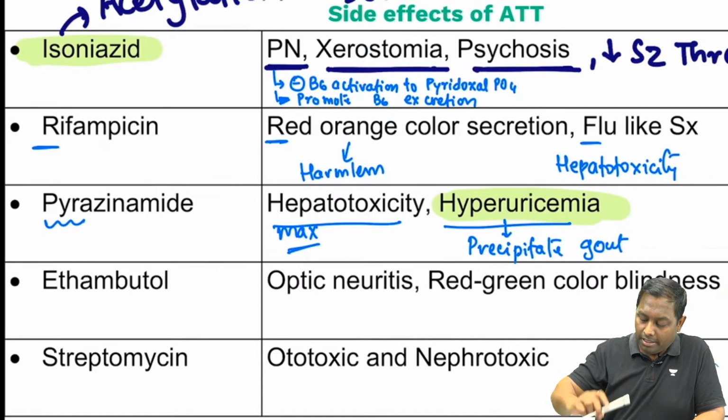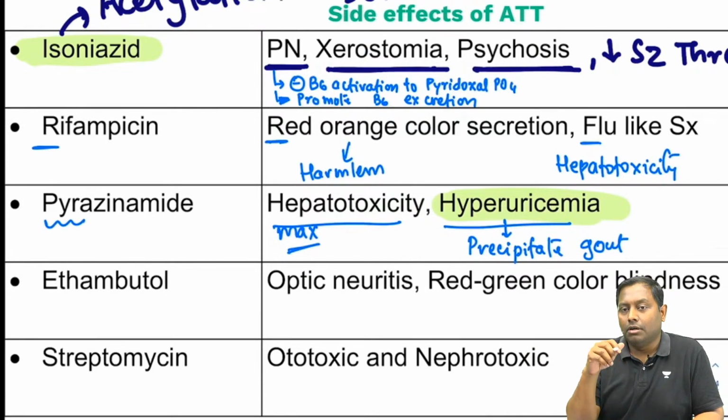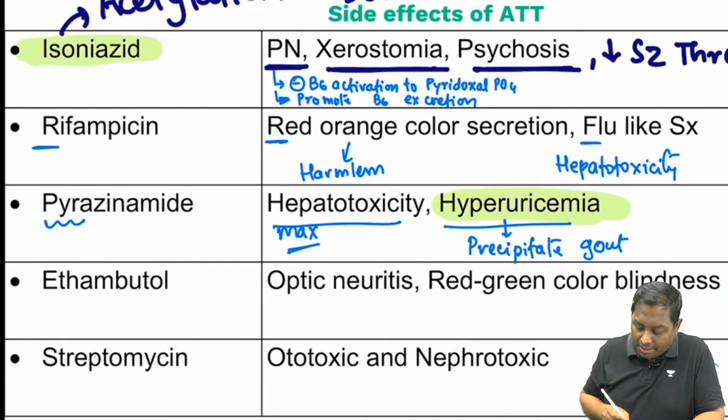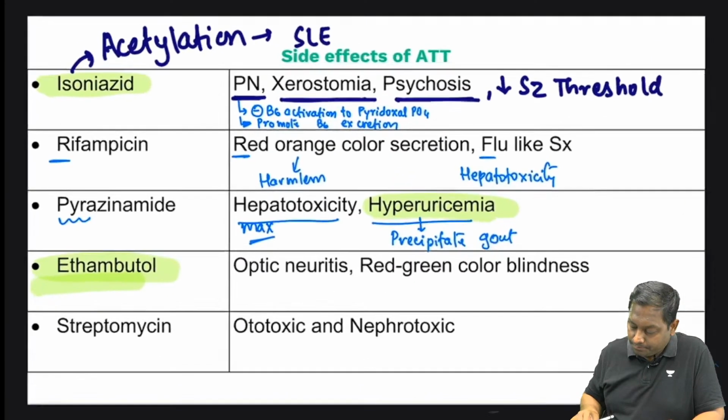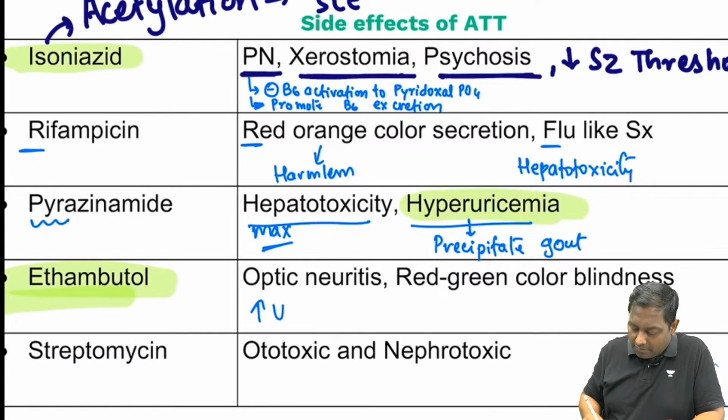This is not the end. Examiner can even ask one more question. What all drugs can cause hyperuricemia or can precipitate gout? So in addition to pyrazinamide, ethambutol, remember, it can also precipitate gout. It can also increase the level of uric acid, and it can also precipitate gout, in addition to the side effect like optic neuritis leading to red-green color blindness.